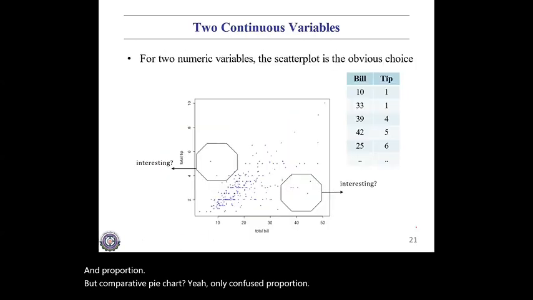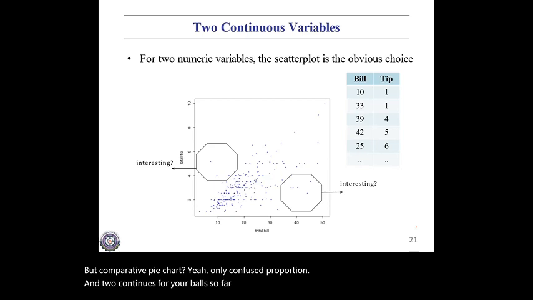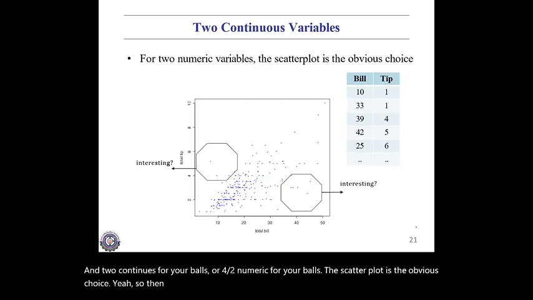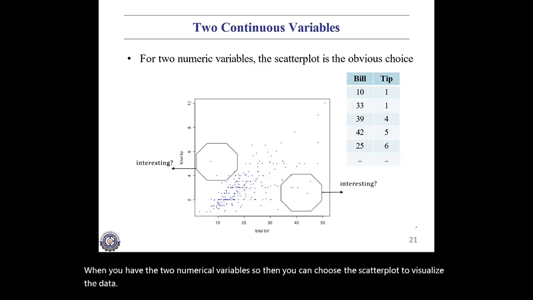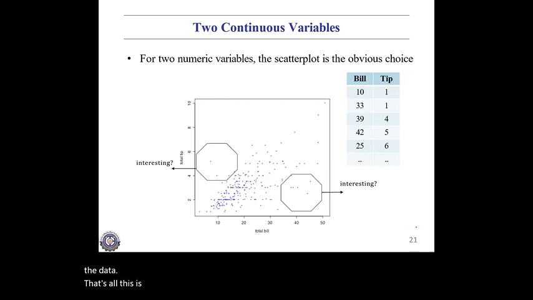And for two continuous variables, so for two numeric variables, the scatter plot is the obvious choice. When you have two numerical variables, you can choose the scatter plot to visualize the data. So this is the kind of scatter plot, the data of total bill and total tip.